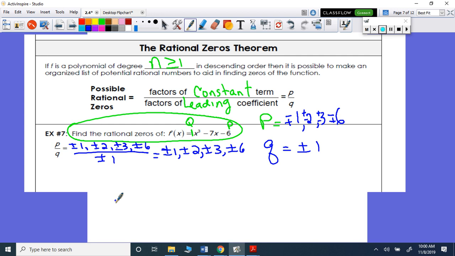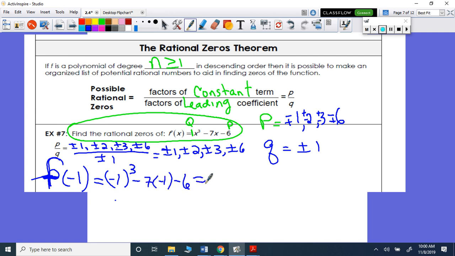Would I be nice by telling you which one works instead of testing all these? Alrighty. When I plug in -1, I get a remainder of 0. When I plug in -1, that guy works. So what do you think you do if you find one that works? What can I do with it to get a degree 2 polynomial?